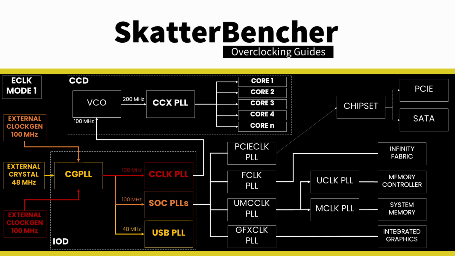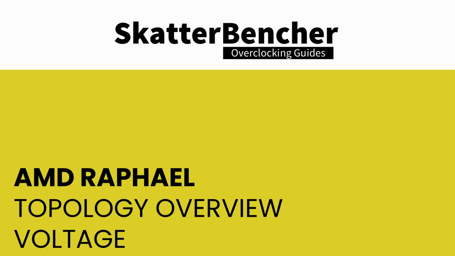In E-clock 1 mode, also referred to as asynchronous mode, there are 2 distinct external 100 MHz reference clocks. One clock provides the 100 MHz input for the CPU PLL, and another provides the 100 MHz reference clock for the SoC PLLs. AMD suggests up to 140 MHz can be expected for the CPU core clock reference clock, but your mileage may vary.